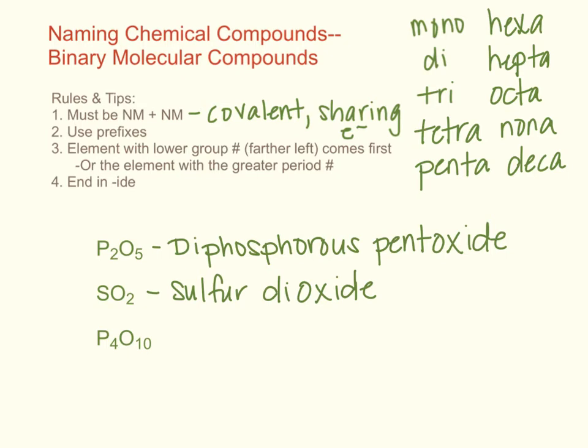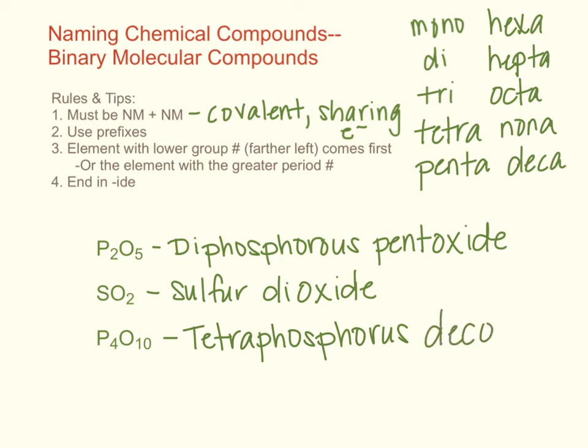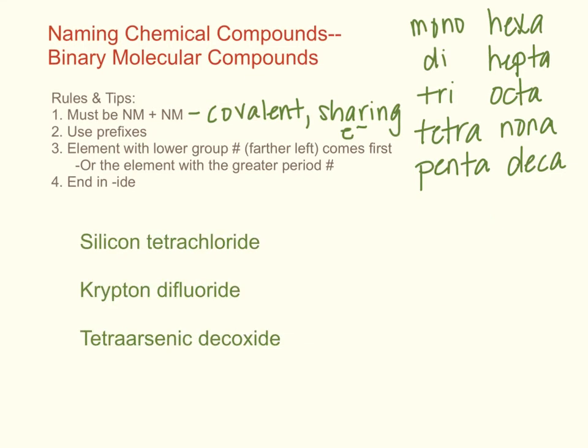So down here, my P4O10, I have 4 phosphorus, so it's going to be tetraphosphorus. And I have 10 oxygen, so decoxide. Okay, so that's how I can go from symbol to name. Now let's take a look at how I go from name to symbol.